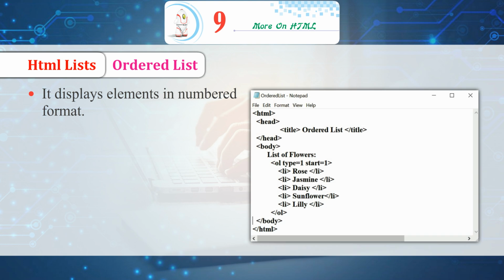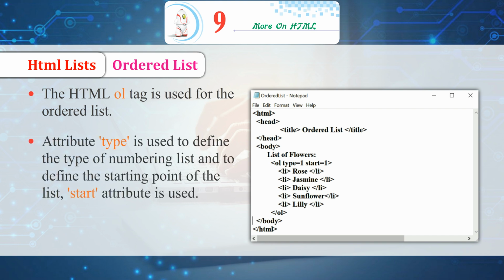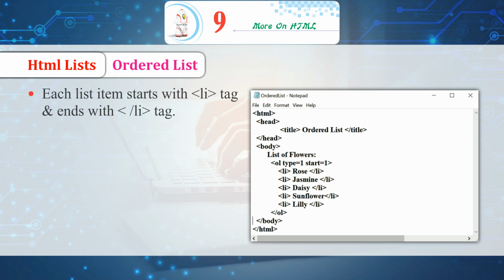Ordered list. It displays elements in numbered format. The HTML OL tag is used for the ordered list. The type attribute is used to define the type of numbering list, and the start attribute is used to define the starting point of the list. Each list item starts with the li tag and ends with the close li tag.